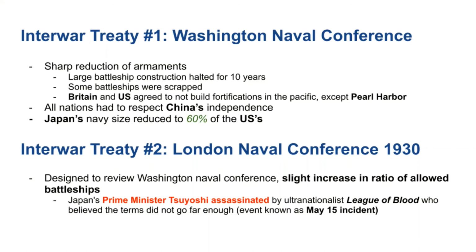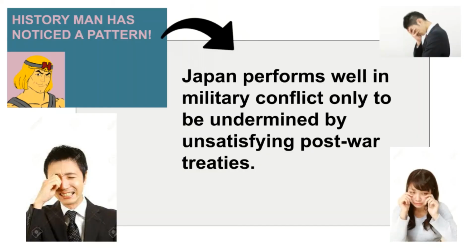The second interwar treaty you should know about is the London Naval Conference in 1930. This was designed to review the Washington Naval Conference, and as a result, it had a slight increase in the ratio of allowed battleships. In Japan, the Prime Minister Tsuyoshi was assassinated by the ultranationalist group League of Blood, who believed that the terms did not go far enough.